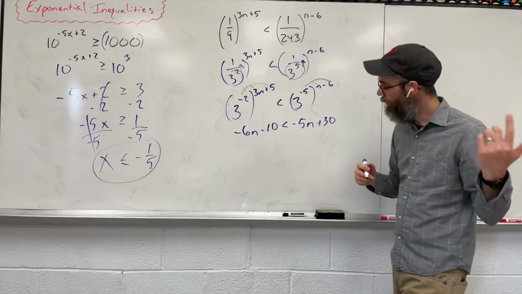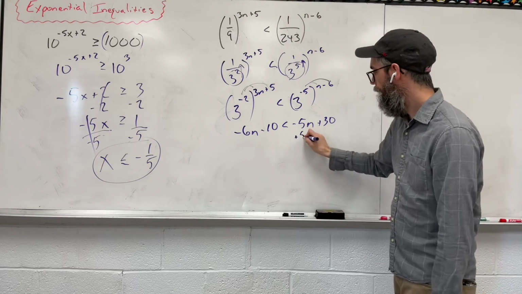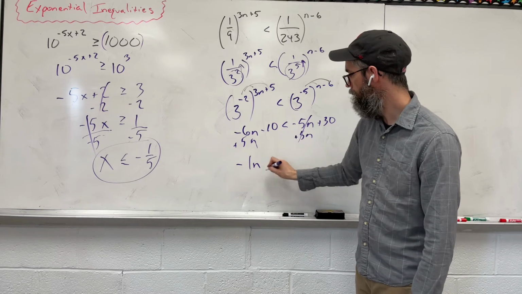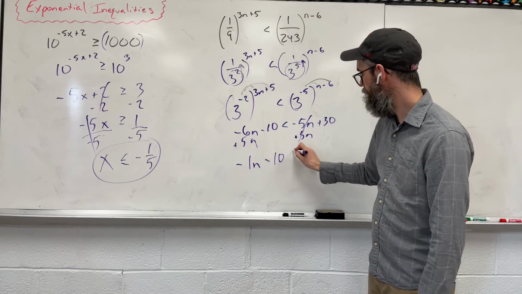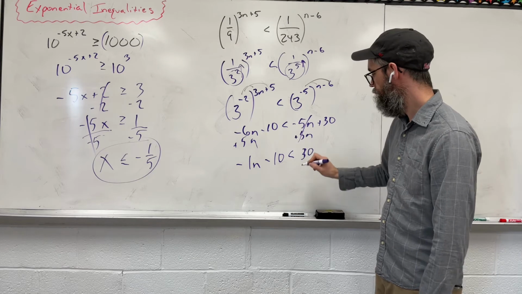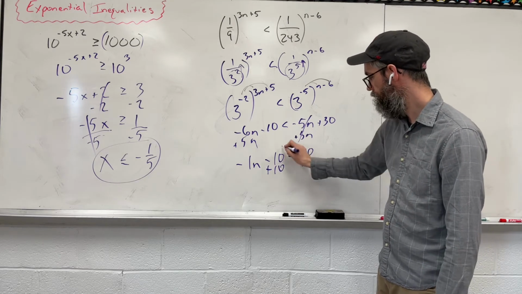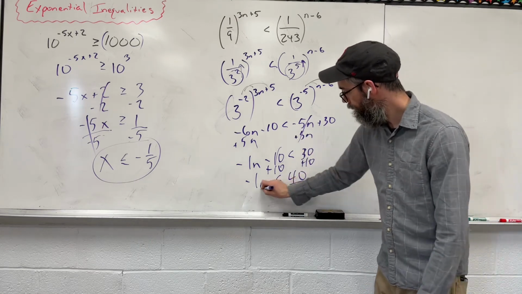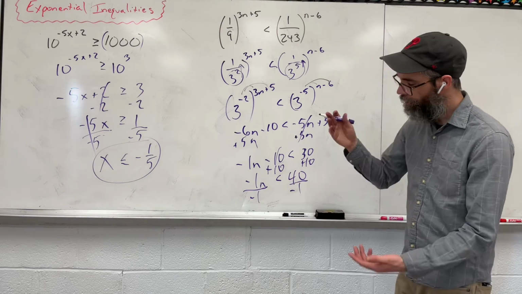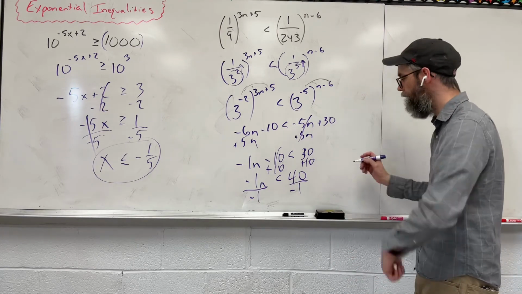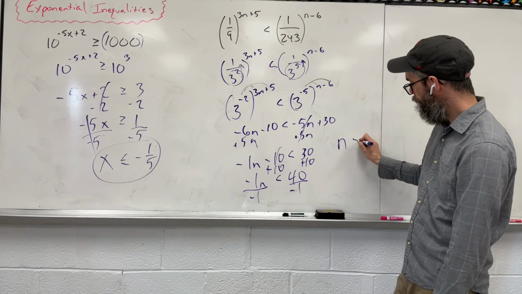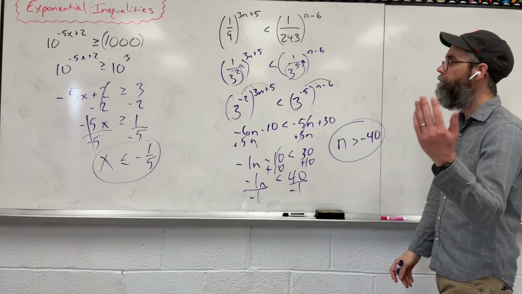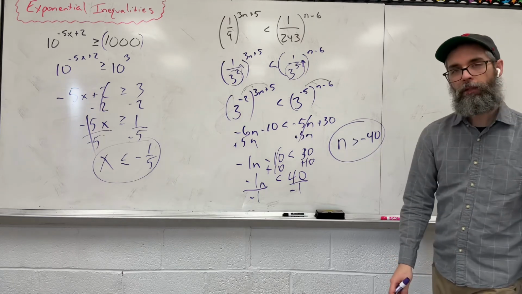Let's use our inverse operations, move left and right. Add 5n, giving us negative 1n. Bring down that 10. Add 10. Negative 1n less than 40. Because we're multiplying or dividing by a negative number, we've got to flip that inequality, giving us n greater than, in this case, negative 40. And that is solving exponential inequalities.